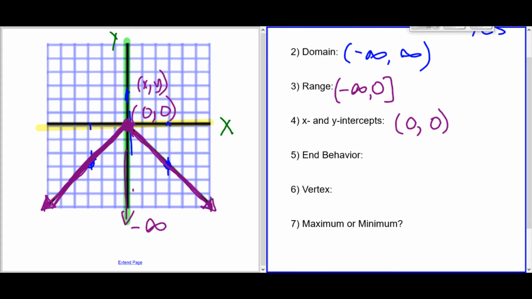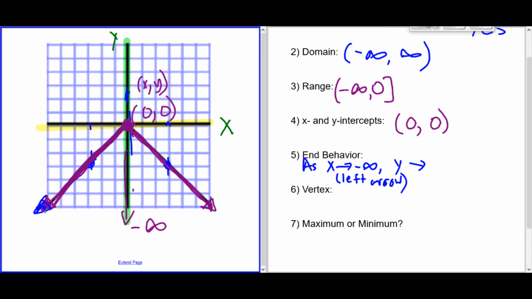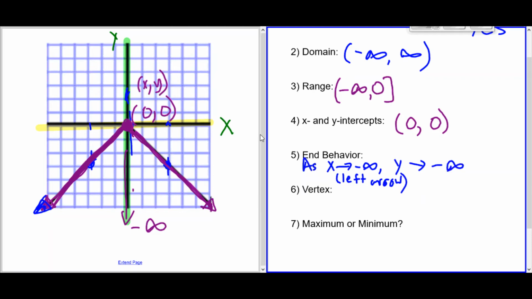End behavior. So we learned first about this in the last unit when we looked at linear. Remember, end behavior is asking you, as x approaches negative infinity, what happens to y? So remember, negative infinity is like you're looking at the left arrow of the graph. So if I look at my graph, the left arrow is pointing down. So this is negative infinity. So as x approaches negative infinity, y approaches negative infinity.